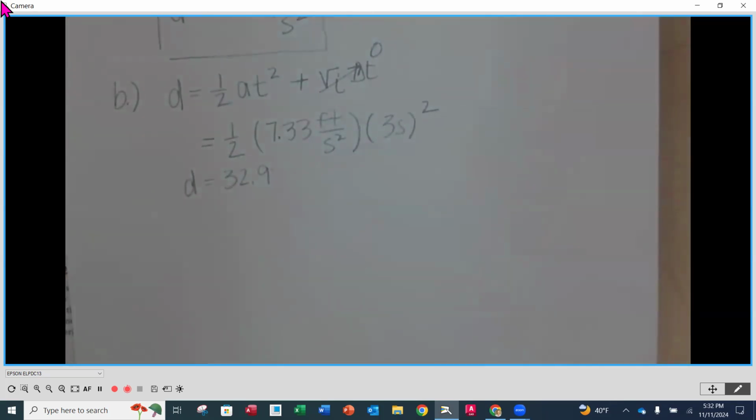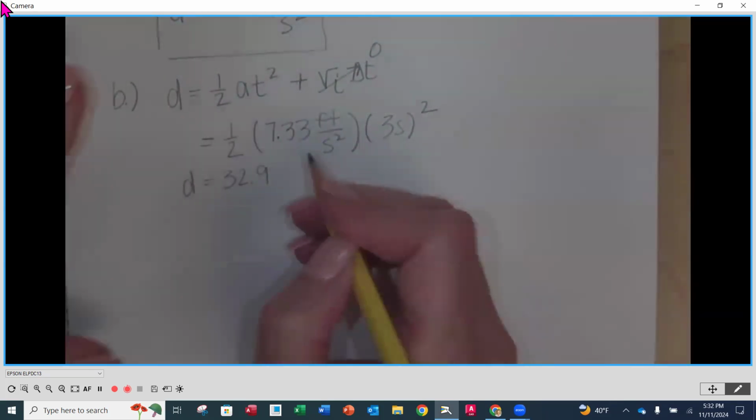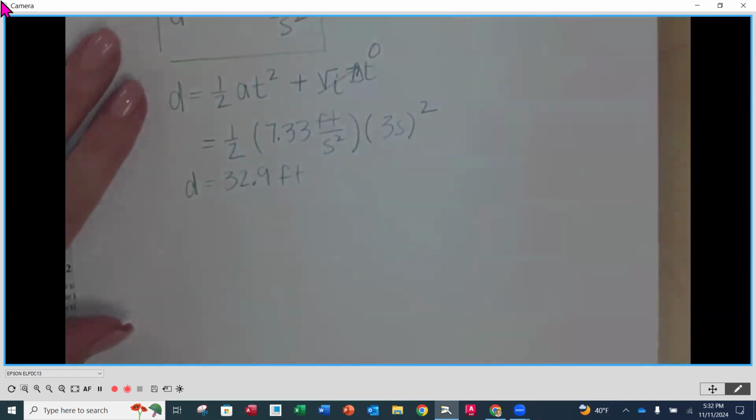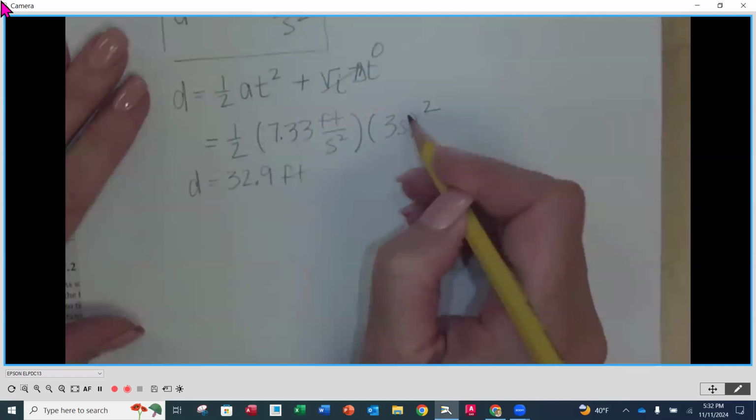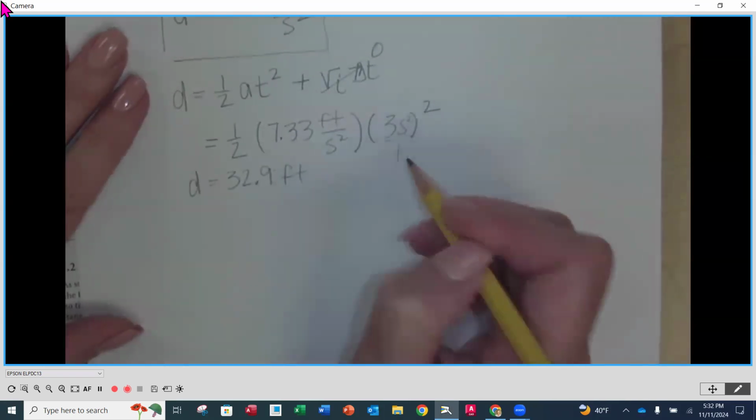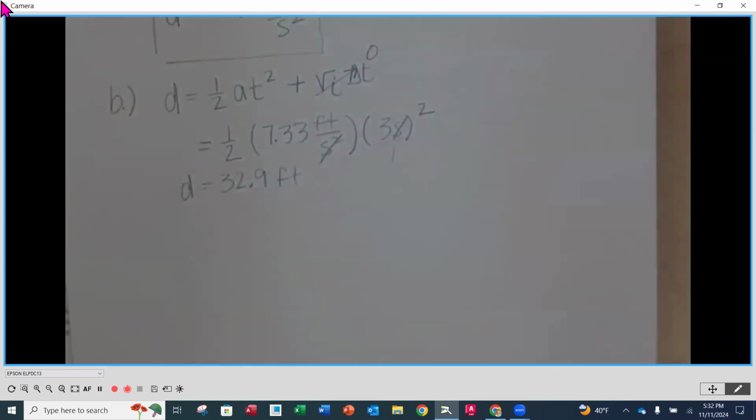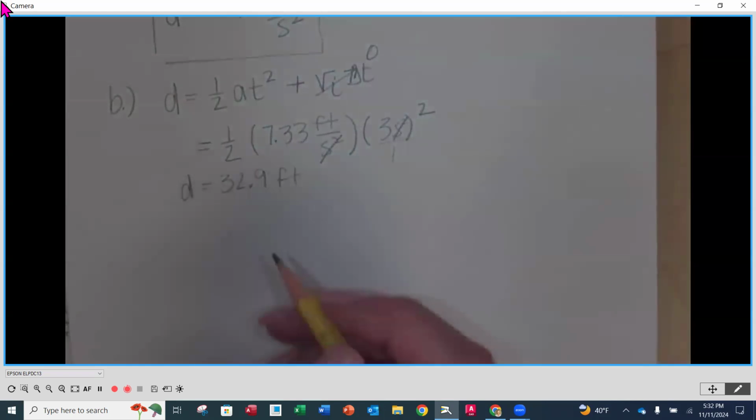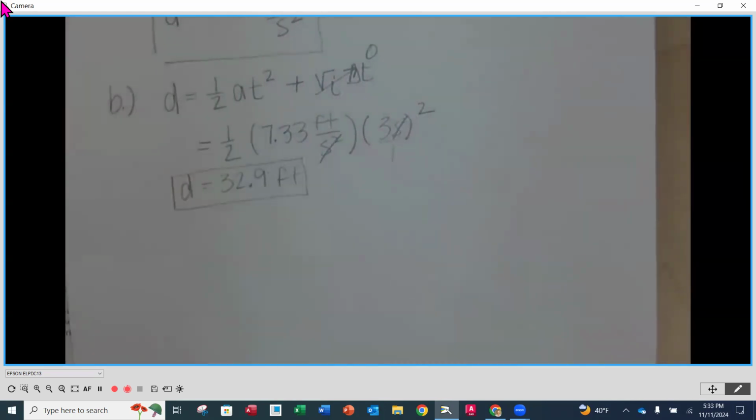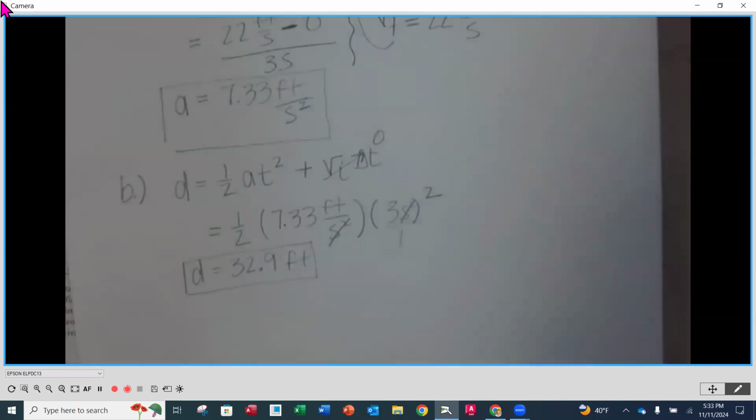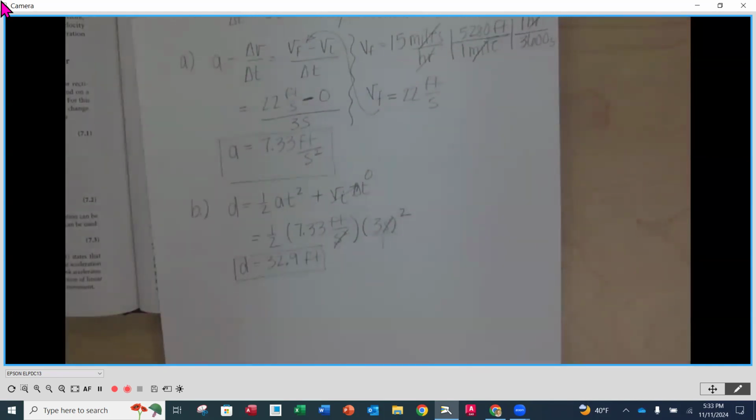Now, units. We're expecting feet, right? We're expecting feet, but let's make sure that it comes out. So when we square this value inside of here, this becomes seconds squared. And if you would, over 1, because it's a whole number. So this second squared is going to cancel out the second squared in the denominator of the acceleration. So we are left with just feet. So we're covering a distance of 32.9 feet in 3 seconds when we have a constant acceleration of 7.33 feet per second each second, sorry.